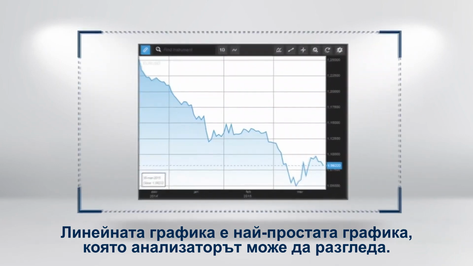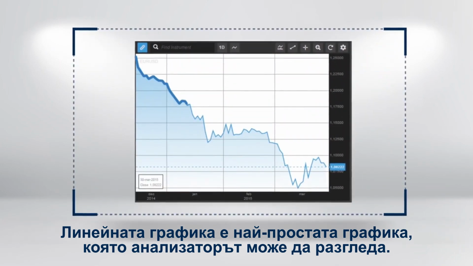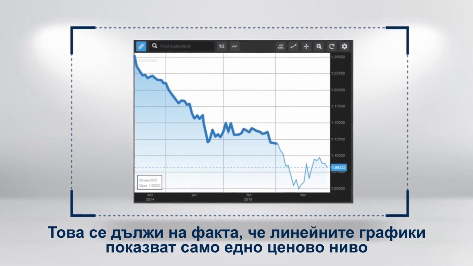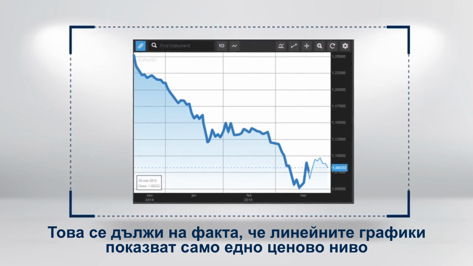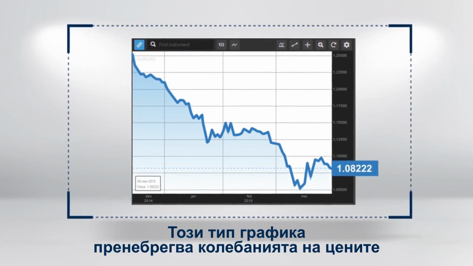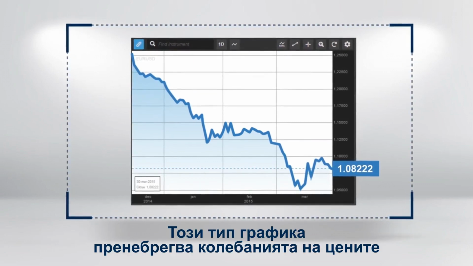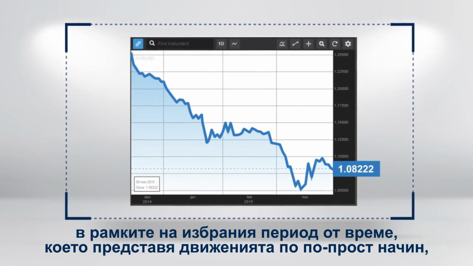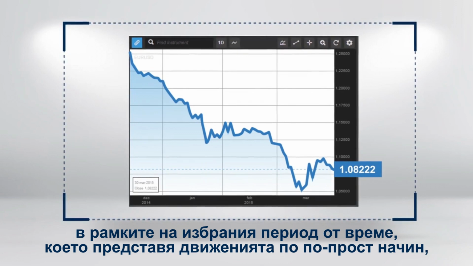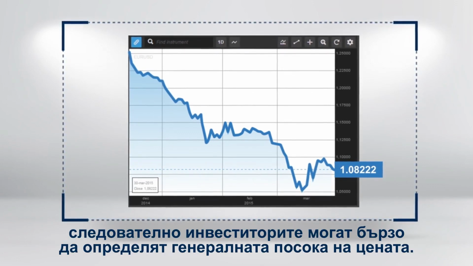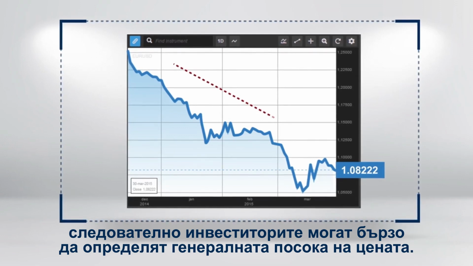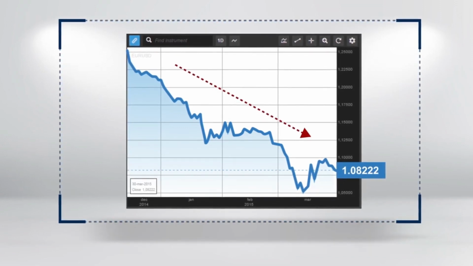A line chart is by far the simplest chart an analyst can look at. This is due to the fact that line charts only display one price level, the closing price. As such, this type of chart completely disregards price fluctuations within the selected time frame, which gives it the benefit of simplicity. Traders and investors can therefore quickly evaluate the general direction of the price.